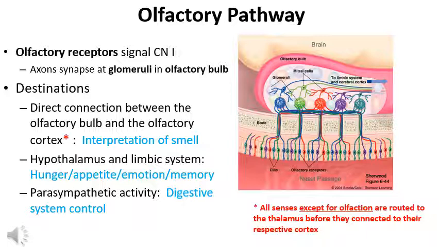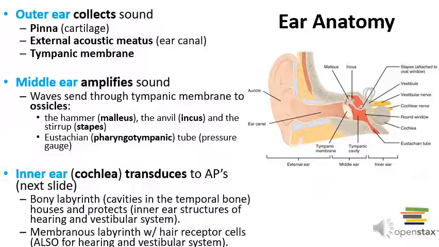These are portions of our nervous system that will control things automatically. We don't have to think about it. But I do need you to know that the digestive system is under control of our parasympathetic portion of the autonomic nervous system. Make sure you remember that, because it's going to have importance on question or questions on future exams. Let's turn our attention to our sense of hearing.